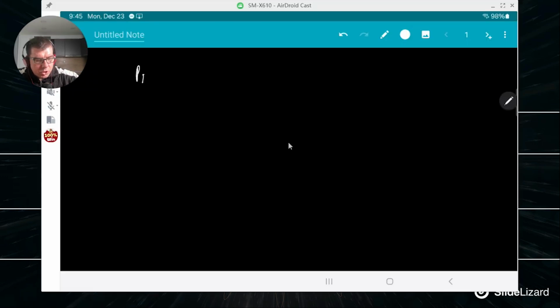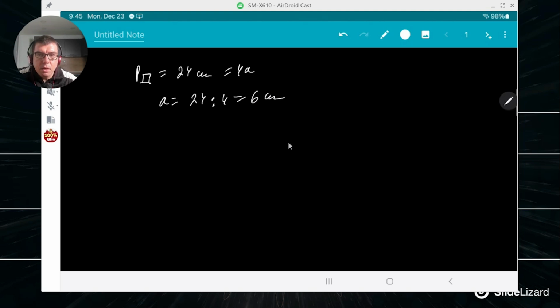Perimeter of the square is 24. As you know, the square has 4 equal sides like the rhombus, so in order to find the side we divide it by 4, so this equals 4a. A equals 24 divided by 4, which is 6 centimeters. The area of the square is a squared, so this is 6 squared, which is 36 centimeters squared, right?